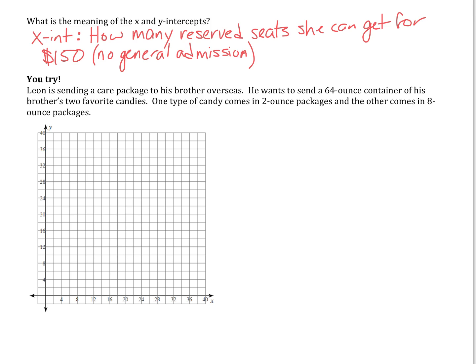What's my total? Okay, so I know it's 64. And that's in 64 ounces, right? So I'm dealing with ounces of things. So what are my two things that have to do with ounces? Yeah, my 2 and my 8, right? So it's 2 ounces per whatever kind of candy that is, plus 8 ounces per whatever kind of candy that is. So my two different types of candy are my X and my Y. Okay?